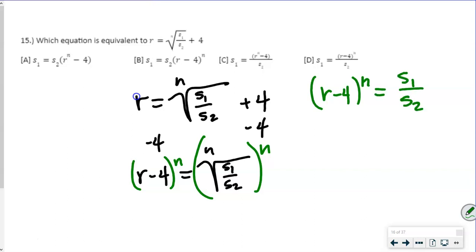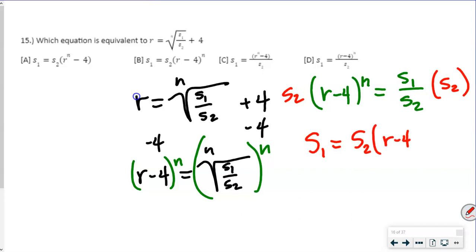How do we get rid of that thing in the denominator so we can get S1 by itself? We're going to multiply both sides by S2, right? So S1 is going to be equal to S2 times R minus 4 to the nth power. So which one is that? I think that's our B.